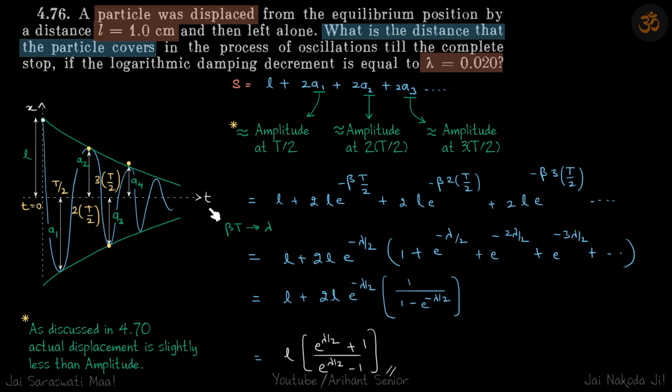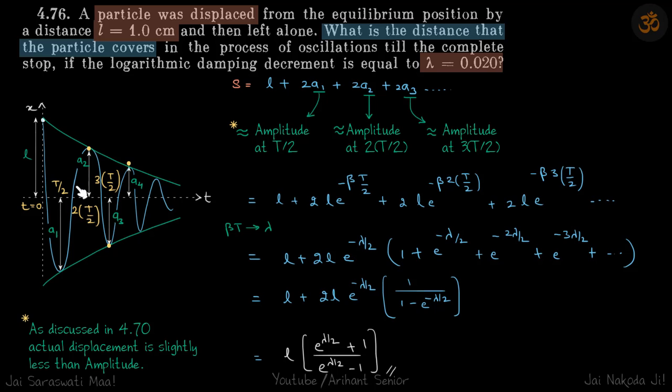So this is the displacement-time graph. Now you can see if this distance is L, let's say this distance from peak to here is A1, and from peak to here this distance is A2, A3, and so on. Then the total distance covered will be L plus A1 plus A1 plus A2 plus A2, like that. So L plus 2A1 plus 2A2 plus 2A3 and so on. So that is the total displacement.